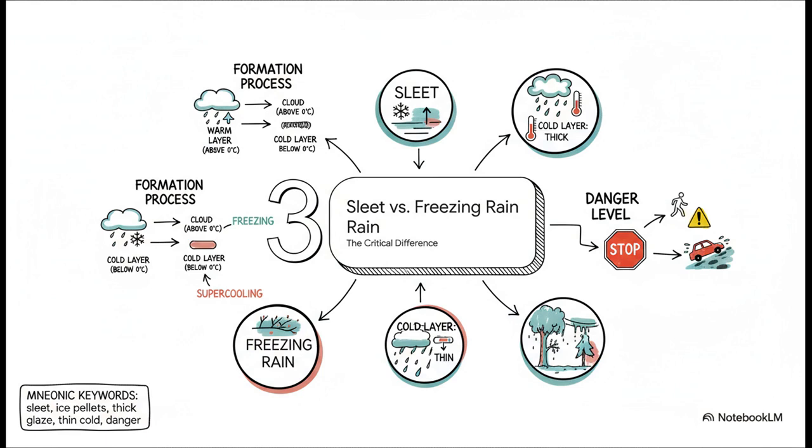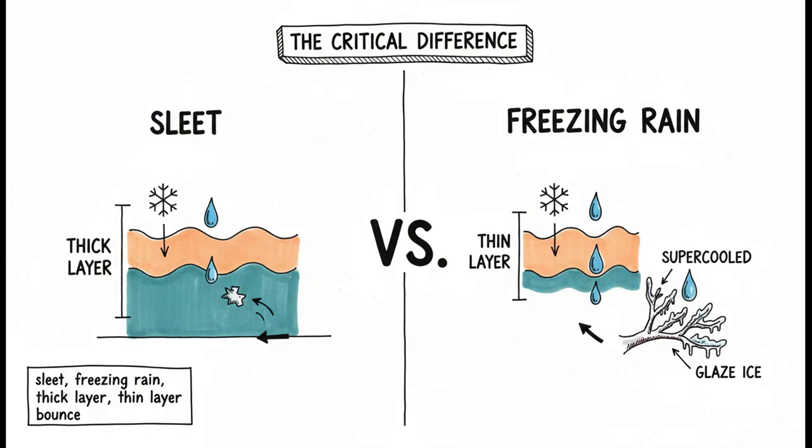So now we know the secret recipe for sleet, but let's see how this stacks up against its much more dangerous cousin, freezing rain. It all comes down to one thing, the thickness of that final cold layer we just talked about. I mean, this chart just makes it crystal clear, doesn't it? For sleet, you have a thick layer of freezing air. That gives the raindrop time to freeze solid into a pellet before it lands.